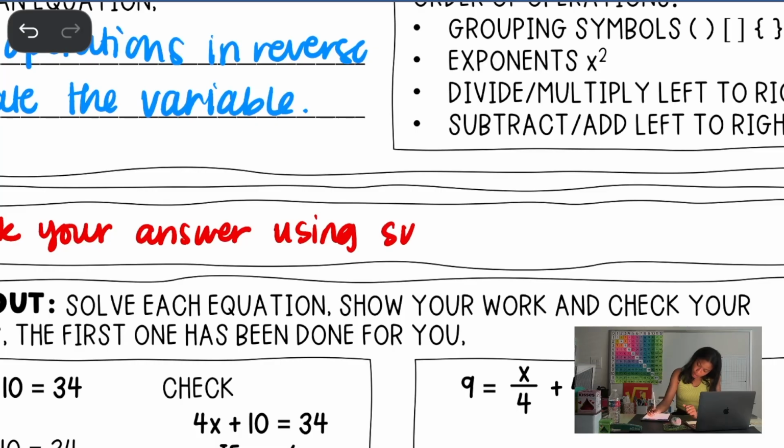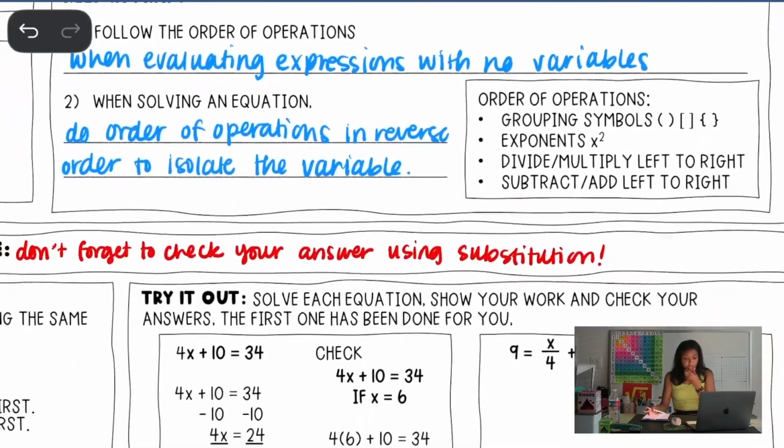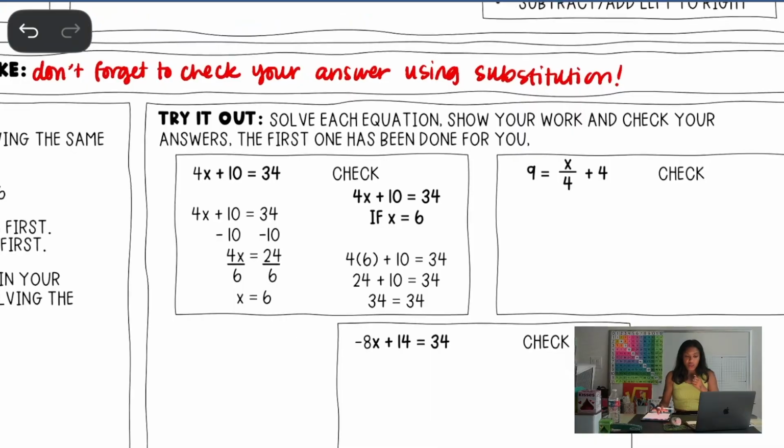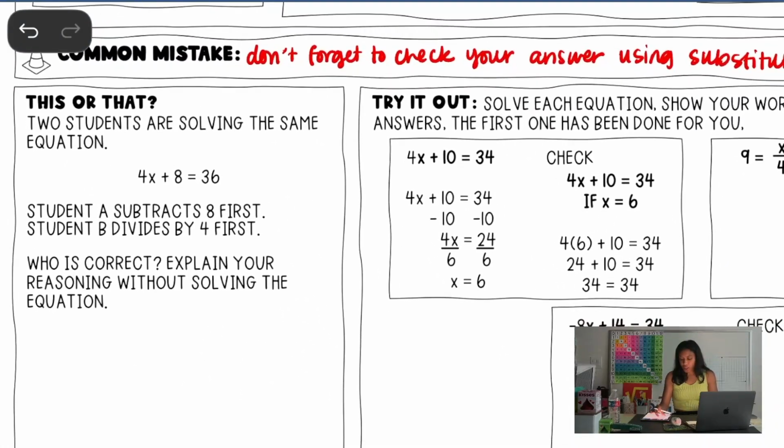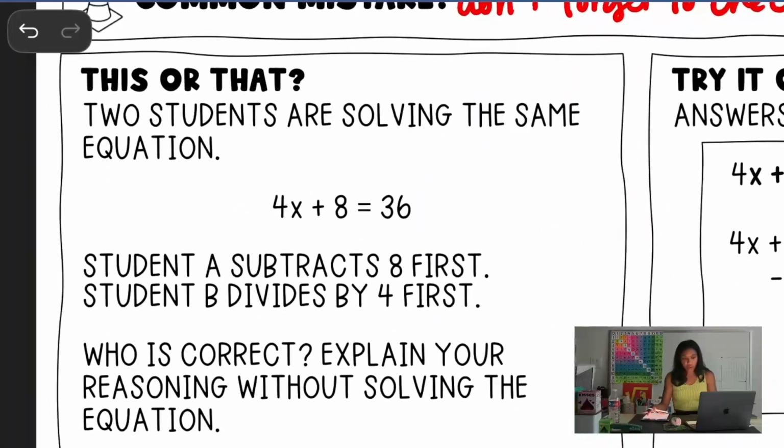Using substitution. All right. For the next part, you are going to have to check your answer, so just be aware that that's coming up. Before we get there, let's talk about this here, this or that.